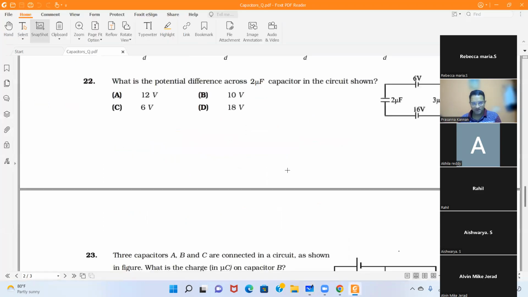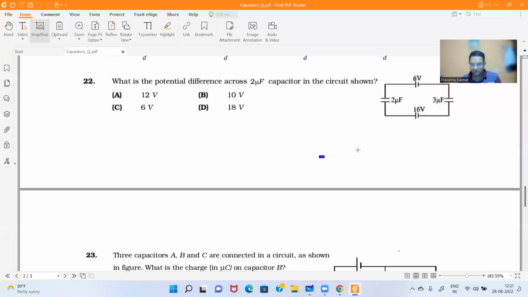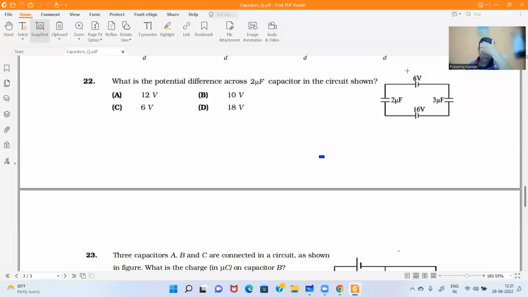Now let's go to the next one. The 21st question, we'll be doing in the next class. Along with dielectrics, we'll do the 21st. From the 22nd onwards, we'll continue.